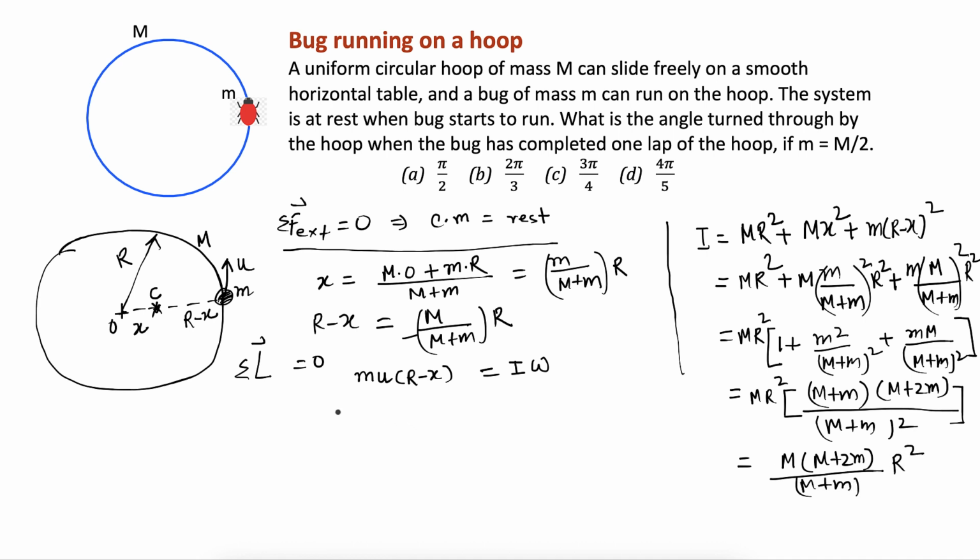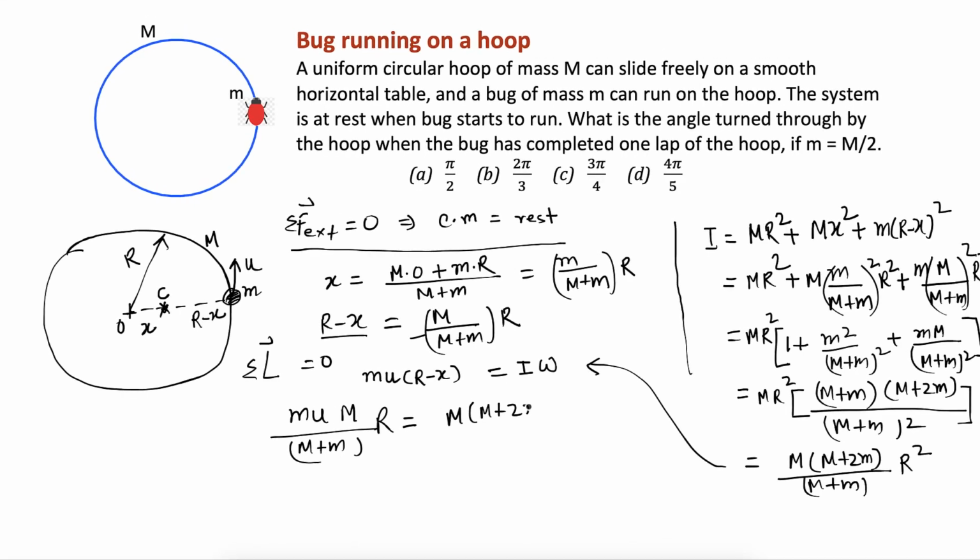And if we put this here in this equation, then we will have m u, and we can replace r minus x with M by (M plus m) r, and then M (M plus 2m) by (M plus m) r square. So here we'll get omega as m by (M plus 2m) u by r.